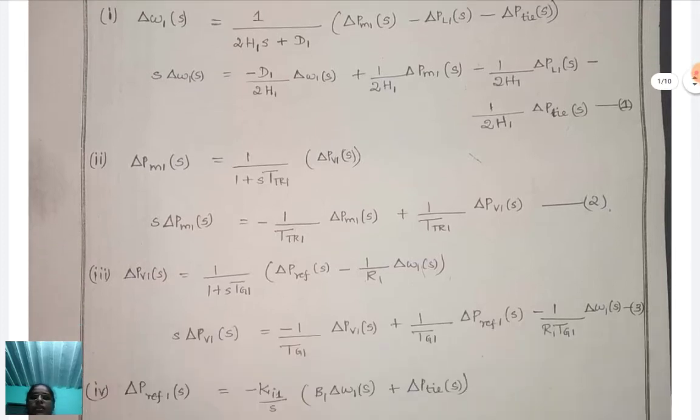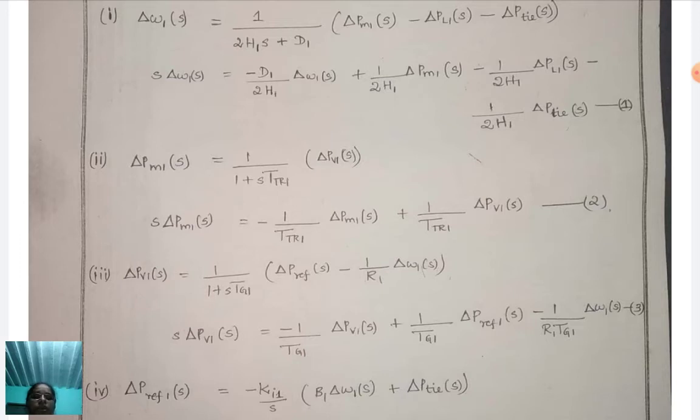The third equation is del pv1 of s, the valve power, equal to 1 divided by 1 plus s into Tg1. This equation represents the governor model. From the governor model, we have to write equation number 3. So, del pv1 of s equal to 1 divided by 1 plus s into Tg1 into del p reference of s minus 1 by R1 into del omega 1 of s.